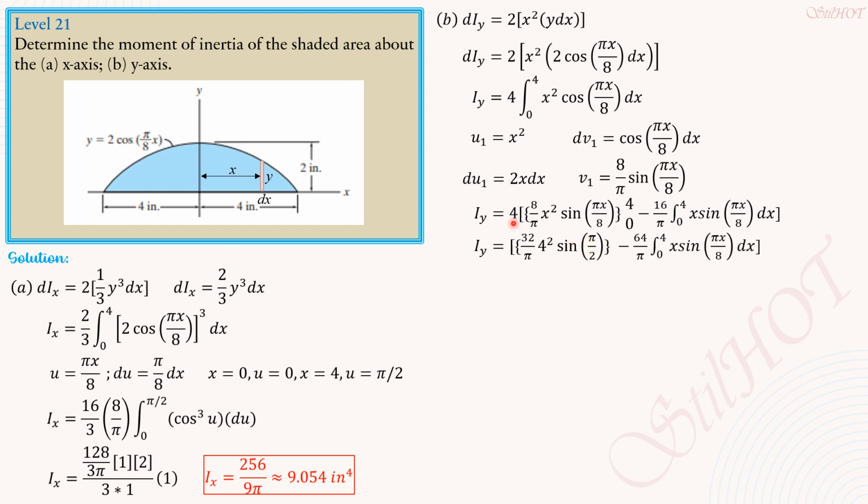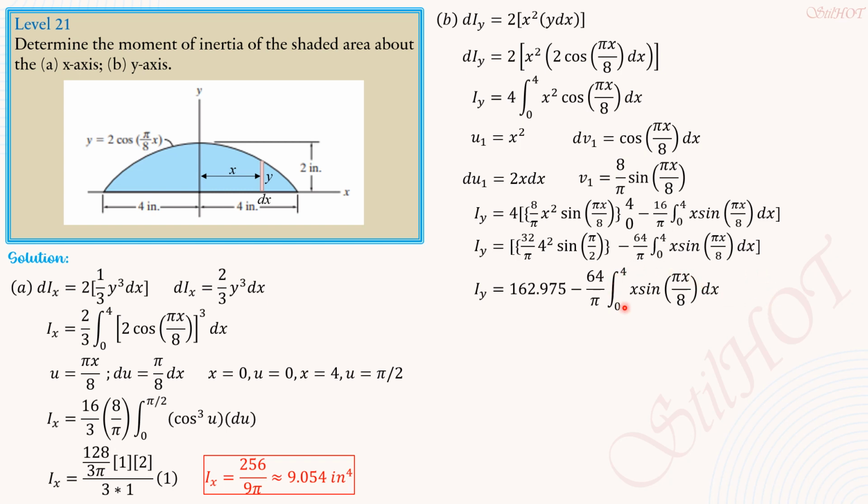Then minus 4 times 16 over pi is 64 over pi, integral 0 to 4 of x sine pi x over 8 dx. So you just copy that part. So simplifying this is 32 times 16 over pi. So Iy is 162.975 minus 64 over pi integral of x sine of pi x over 8 dx.